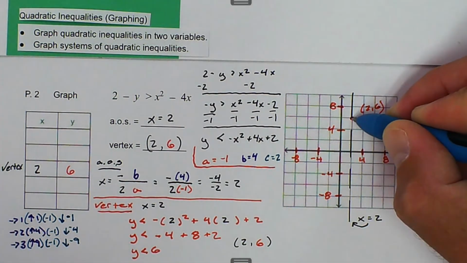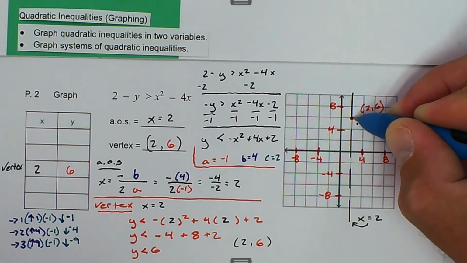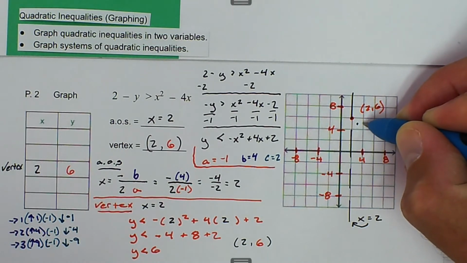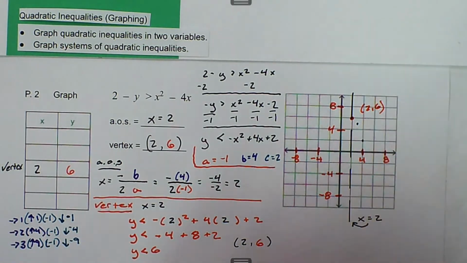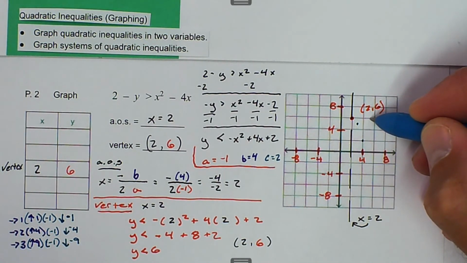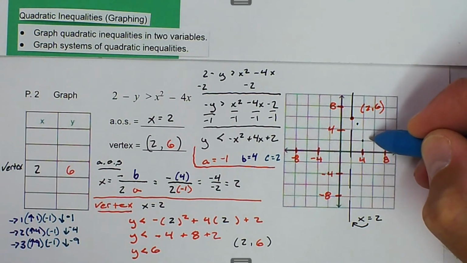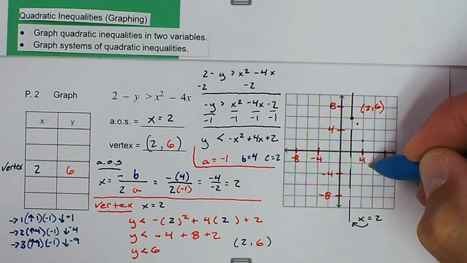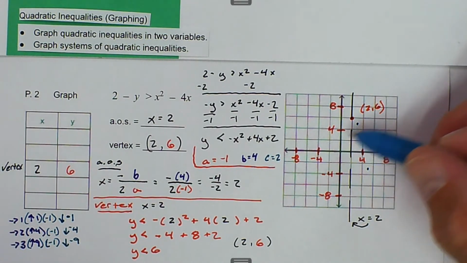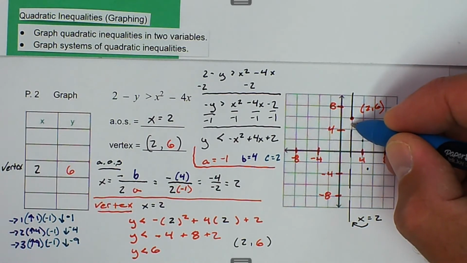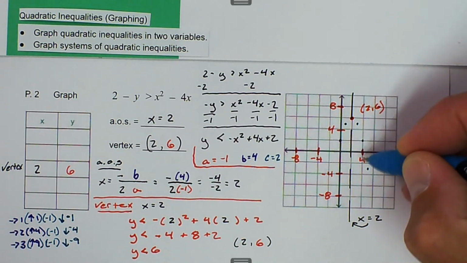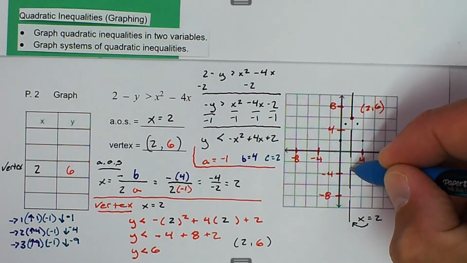So from the vertex, to the right 1, down 1. From the vertex to the right 2, down 4. And from the vertex to the right 3, down 9. Now we can use our axis of symmetry to reflect the parabola: over 1, over 2, over 3.